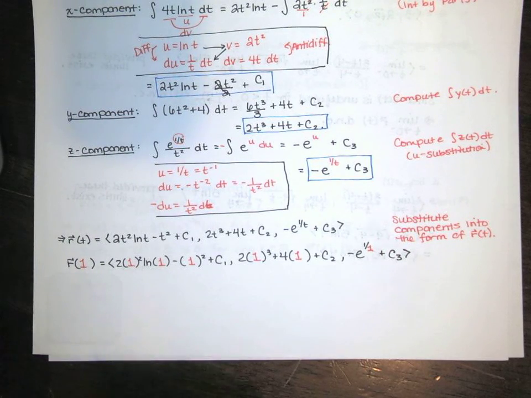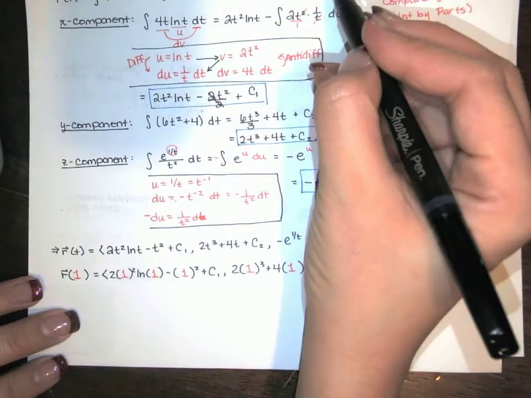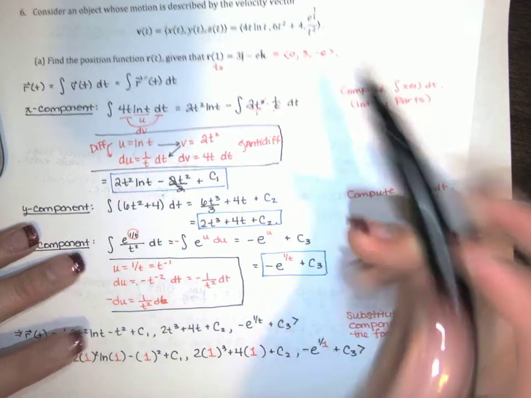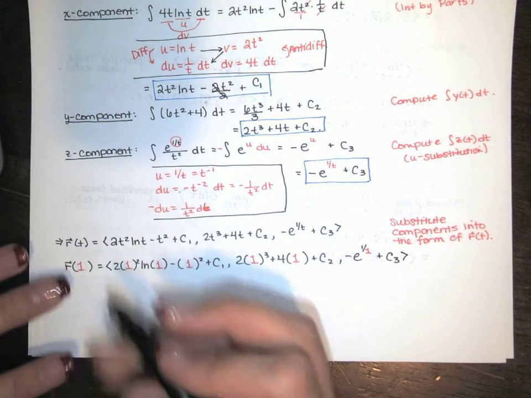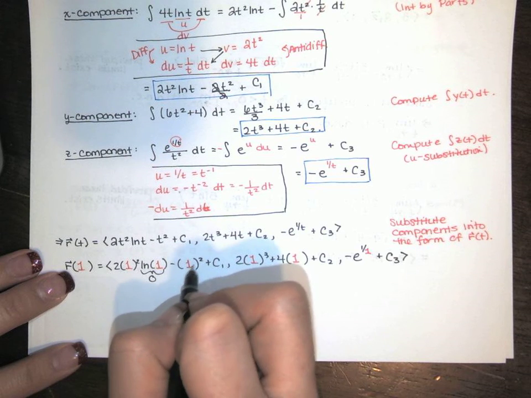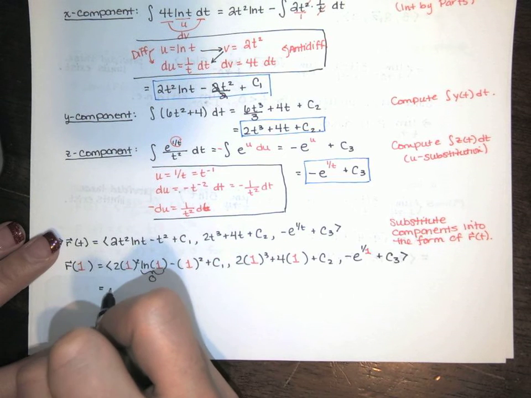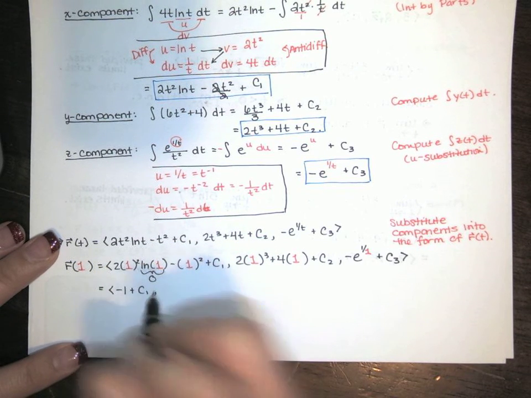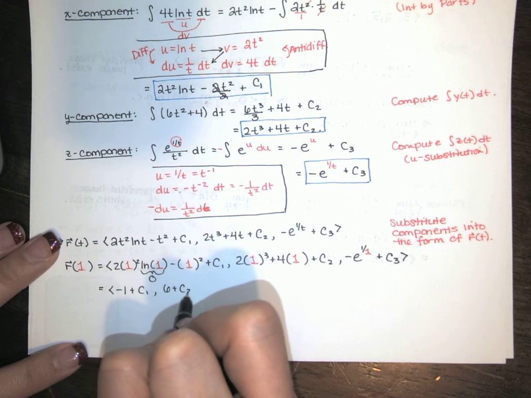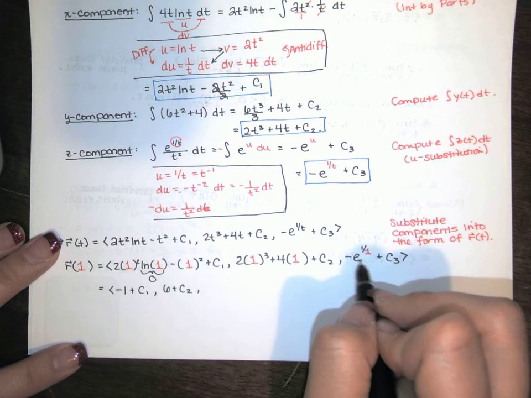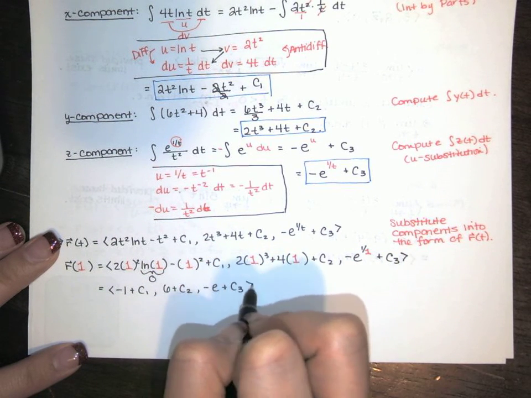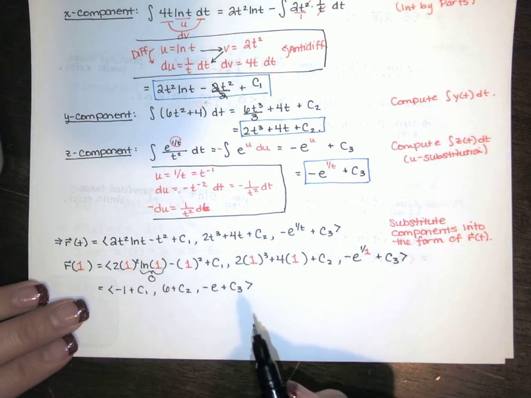Okay, so we're here. This is r of 1, but it's got these arbitrary constants in it. So let's simplify it and then set it equal to the r of 1 that we were given. We were told that r of 1 has to be 0, 3, and negative e. And so natural log of 1 is 0, and that's just 1 squared, which is 1, times negative 1. So we get negative 1 plus c1 times i hat. That's 2 plus 4 is 6, plus c2 times j hat. And this is a negative e plus c3 times k hat. That is r of 1.